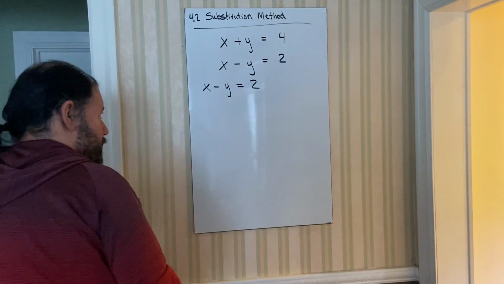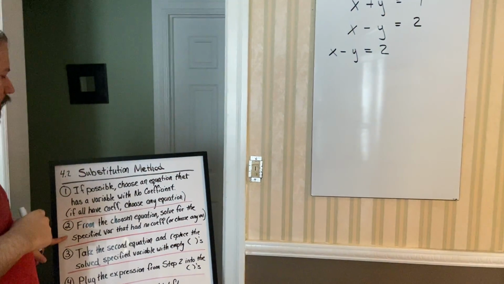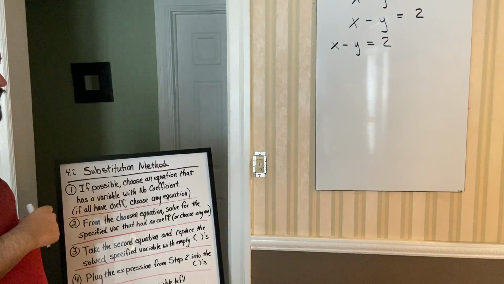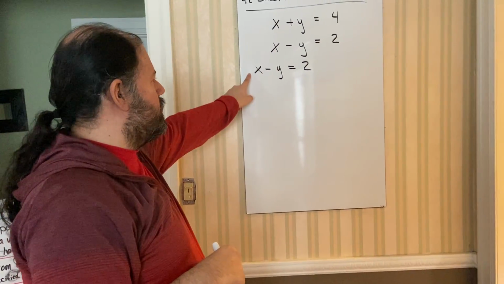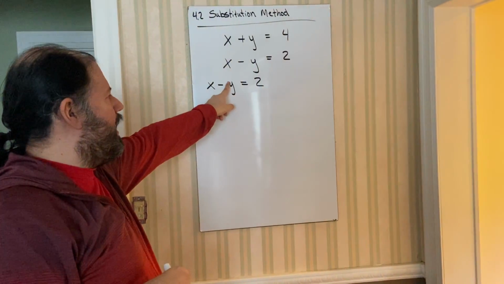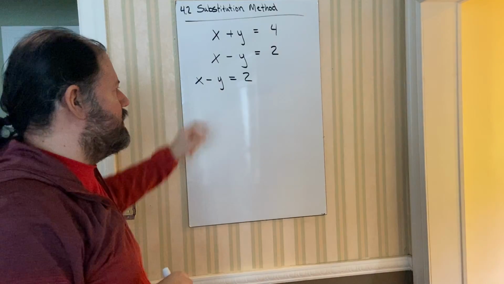So I chose that one. What am I going to do with that? From the chosen equation, solve for the specified variable that has no coefficient. So let me solve for x, because you can see there's no coefficient here. If I use y, I would technically have a -1. So I want to choose x.